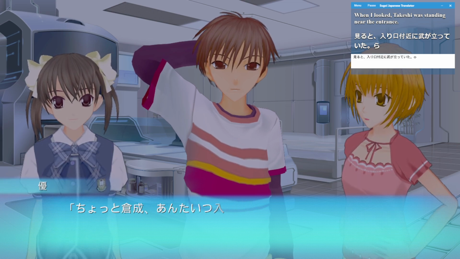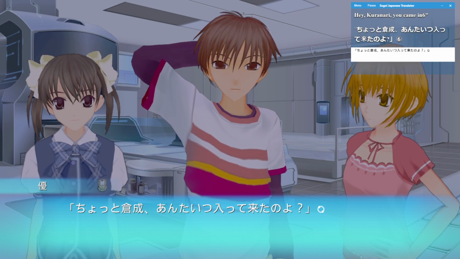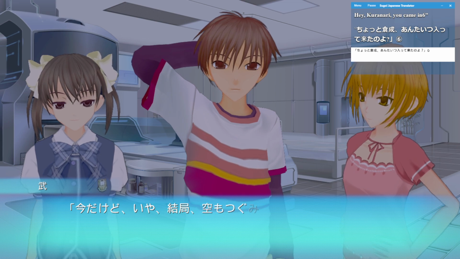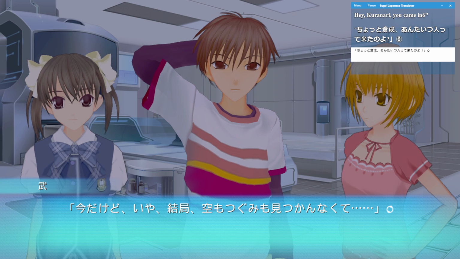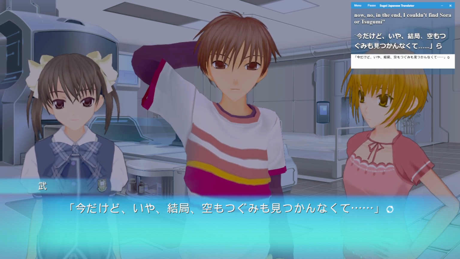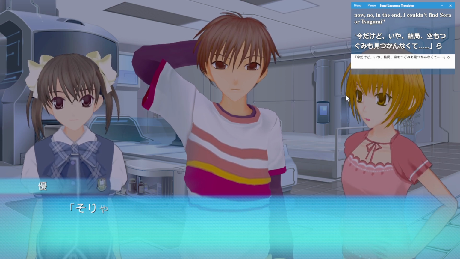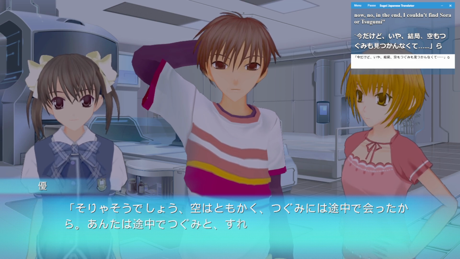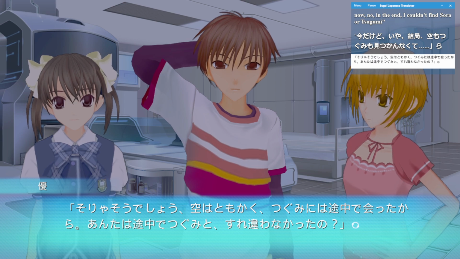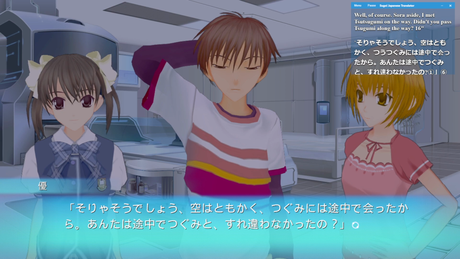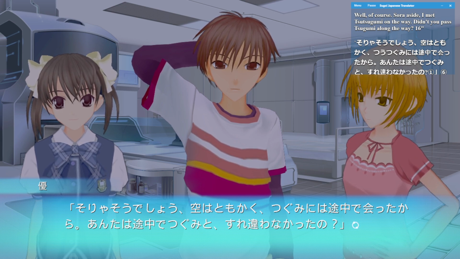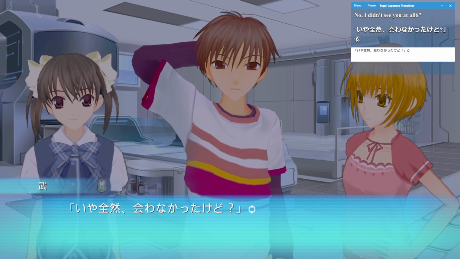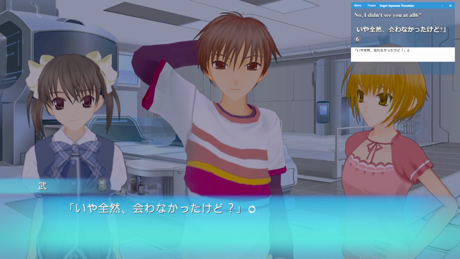Kurenari, when did you come in? No, in the end, I couldn't find Sora or Tsugumi. Well, of course, Sora aside, I met Tsugumi on the way. Didn't you pass Tsugumi along the way? No, I didn't see her at all.